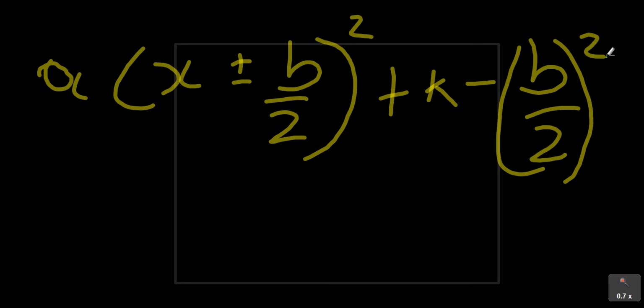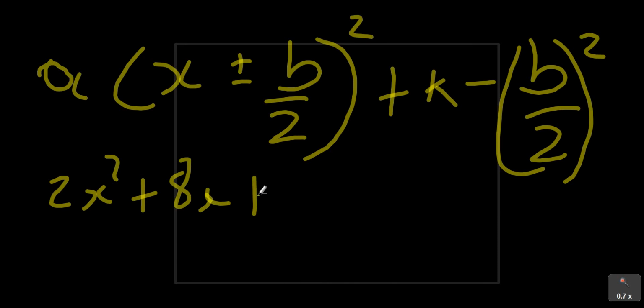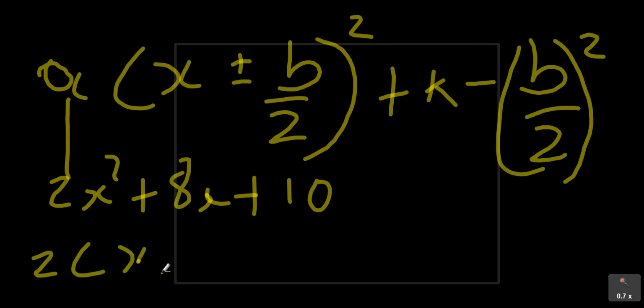Let us see. What was the question we had? We had 2x squared plus 8x plus 10. Now we predict that 2 is always going to be right. Whatever the coefficient of x squared is, that number will assume the position of the a. So we're going to have 2 outside. What is going to be here? X is always going to be here.